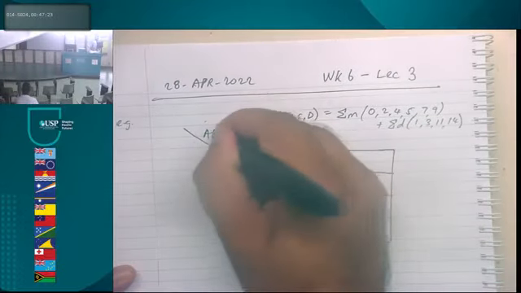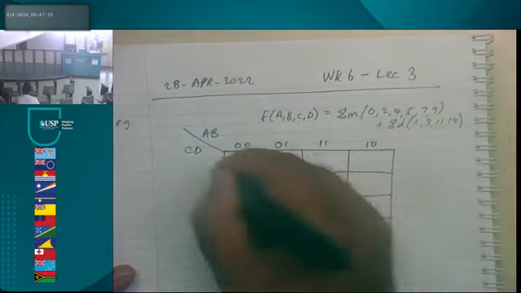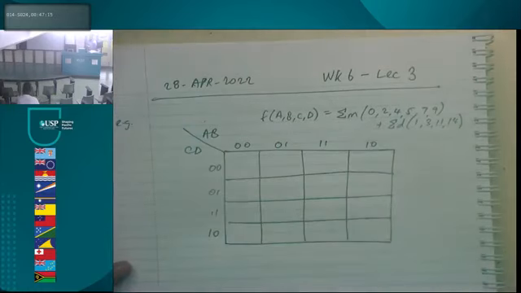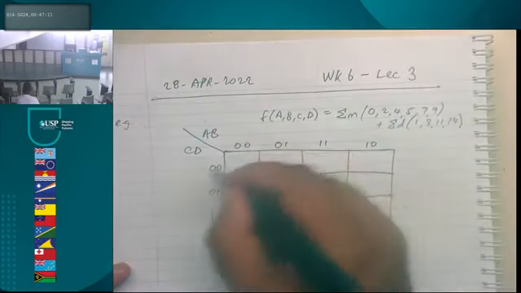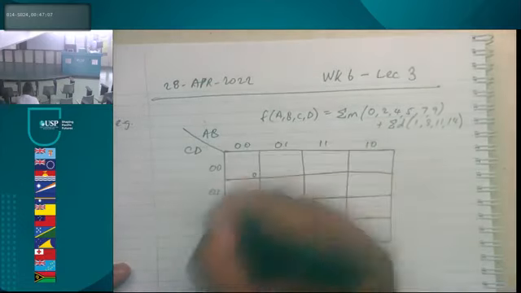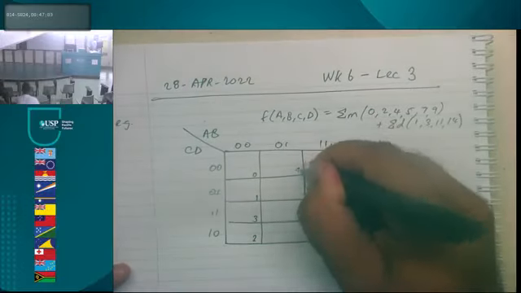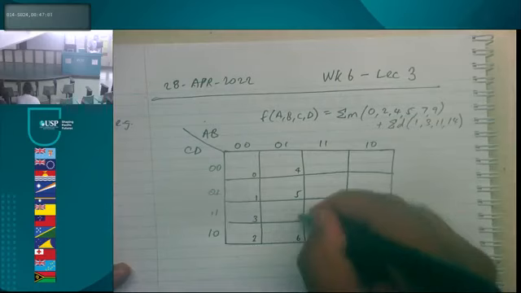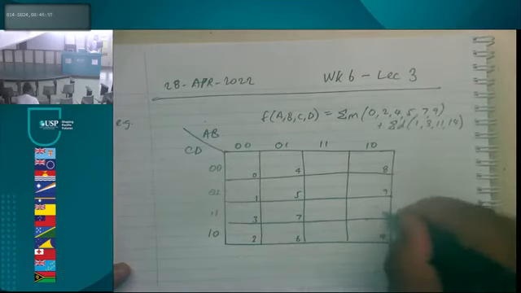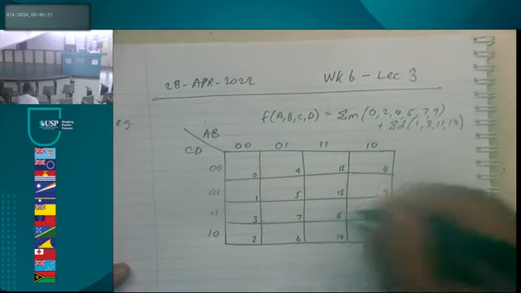Okay, that's our A, B, C, D. 0, 0, 0, 1, 1, 1, 1, 0. 0, 0, 0, 1, 1, 1, 1, 0. All right, now, let's now label our cells. 0, 0, 0, 0 is 0. 0, 0, 0, 1 is 1. 0, 0, 1, 1 is 3. 0, 0, 1, 0 is 2. 4, 5, 6, 7, 8, 9, 10, 11, 12, 13, 14, 15.